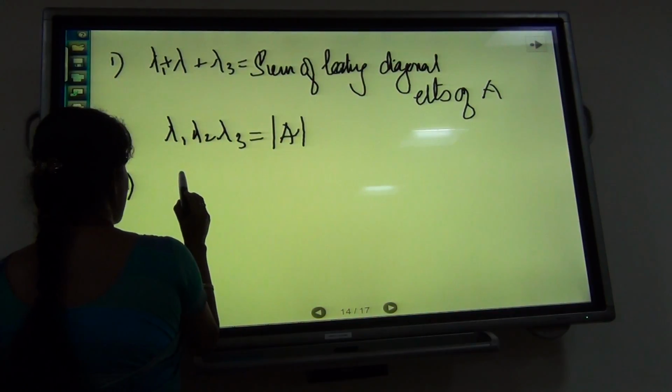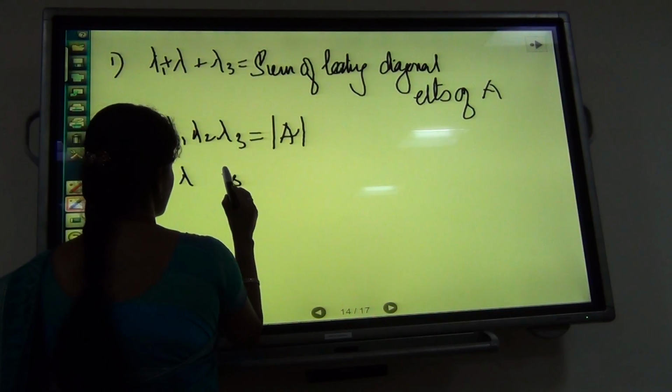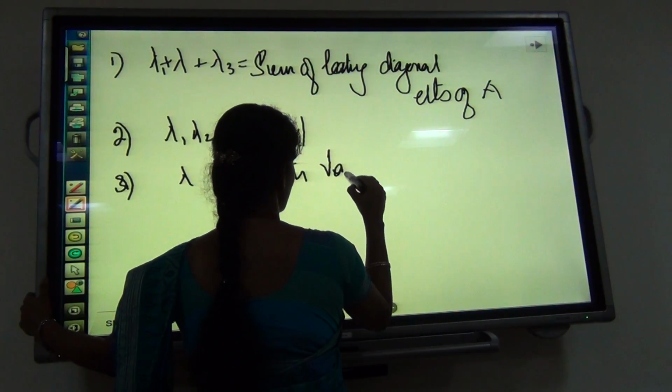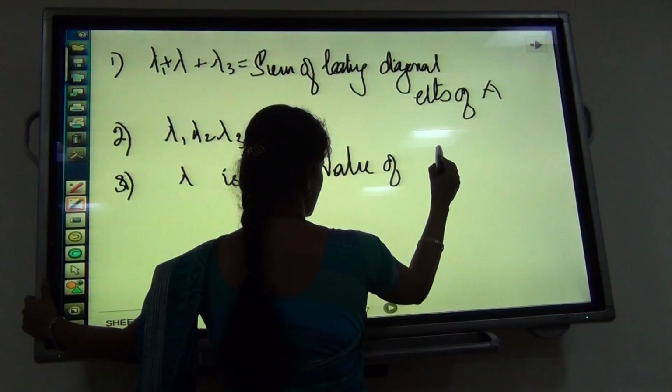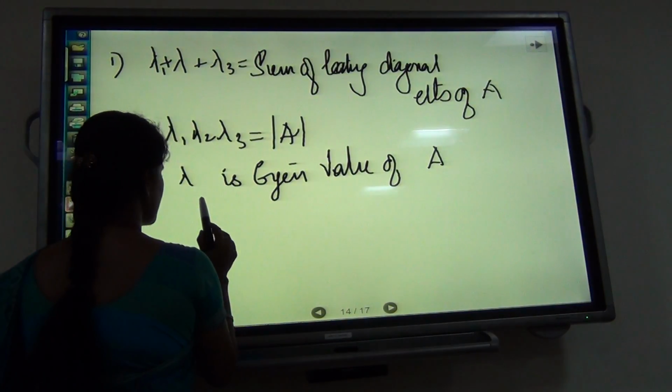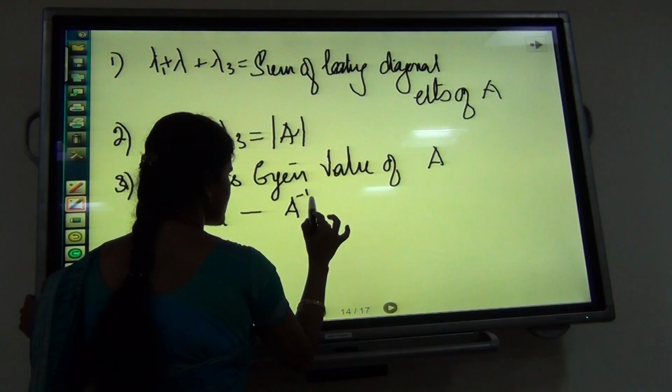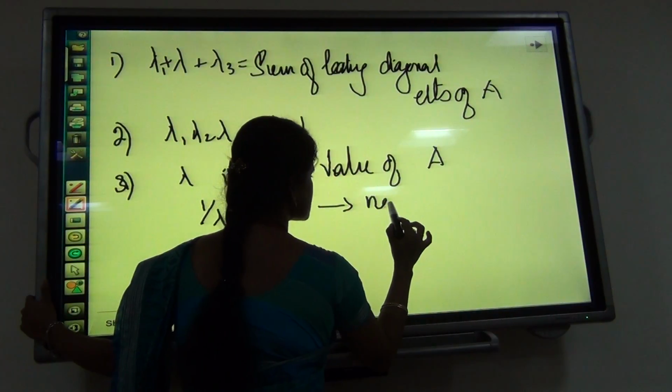And if lambda is the eigenvalue of a square matrix A, then you can say 1 by lambda is the eigenvalue of A inverse, provided A is a non-singular matrix.